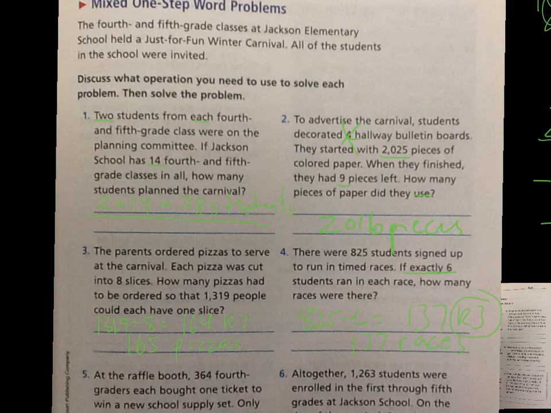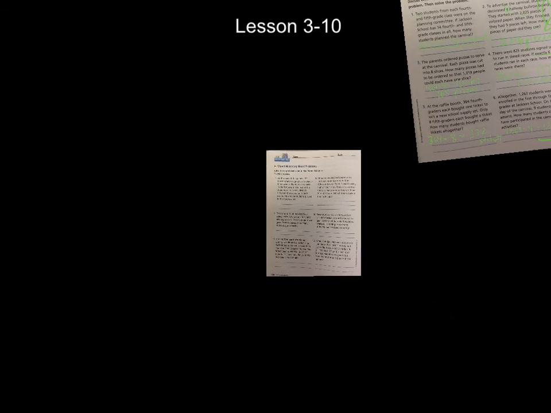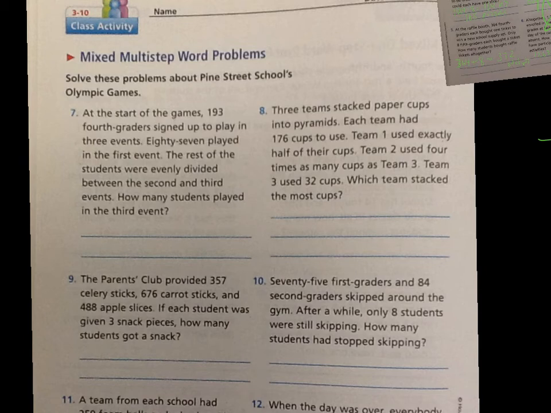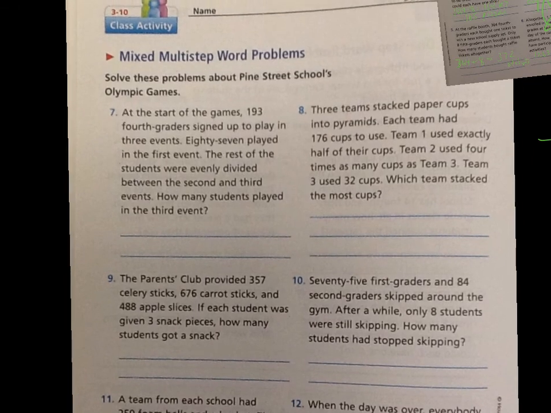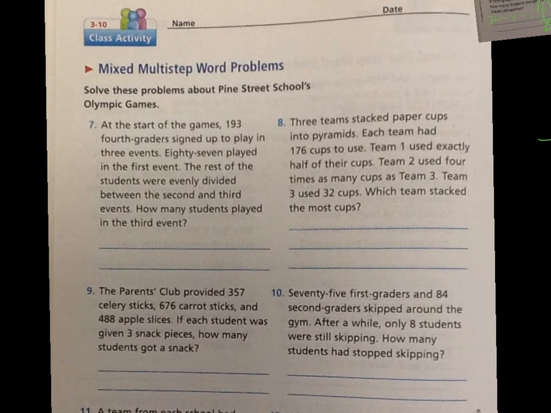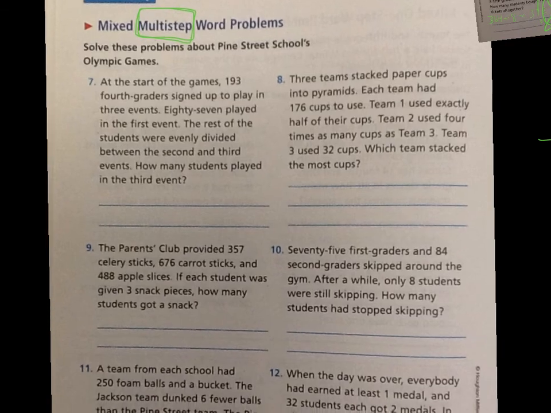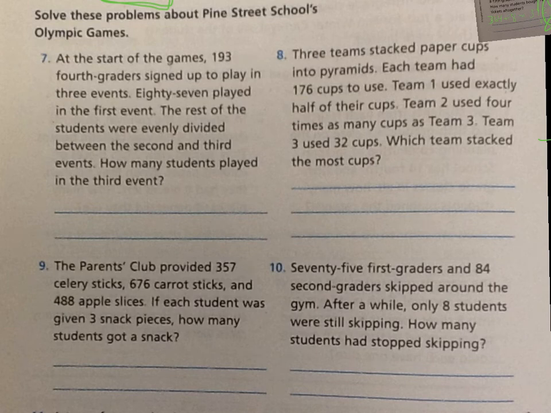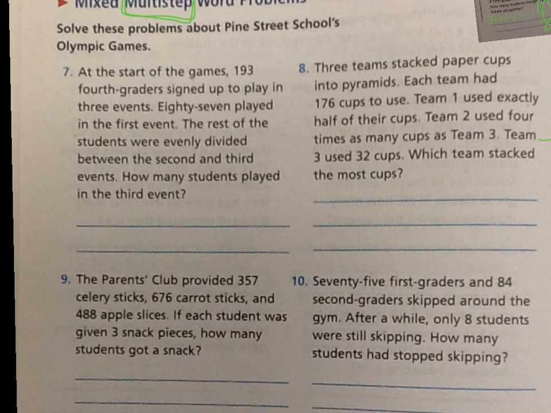So if you can, turn to page 120, the next page, and it says to solve these problems about Pine Street School's Olympic Games. So what you're going to be doing here is you're going to be doing similar things, but they're actually all going to be multi-step, okay? And this is one area where we need to get better. So I'll do number 7 with you, and I want you to do number 8 through 12. We're going to do that in small group with me. But try number 7 with me.